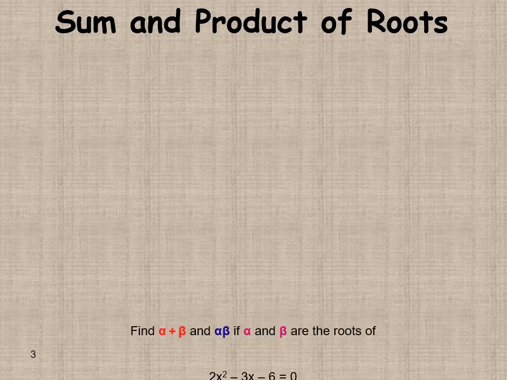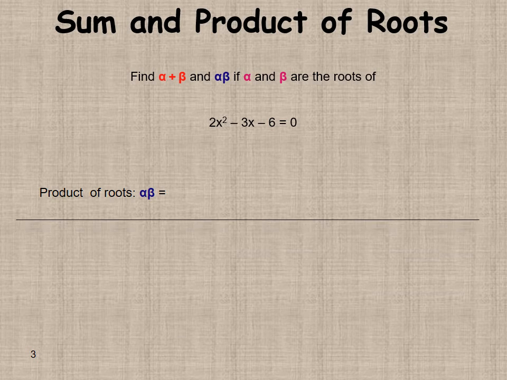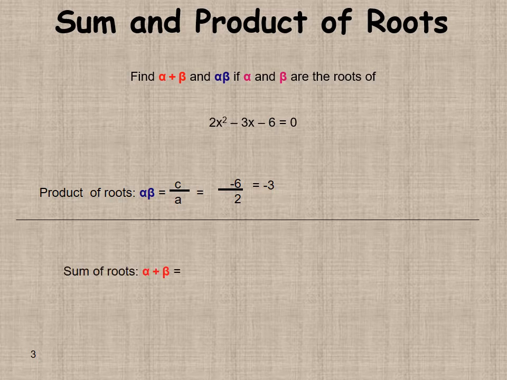Another example. Here I have 2x squared minus 3x minus 6 equals 0. If the two roots are named alpha and beta, I need to find alpha plus beta and alpha beta, that means I need to find the sum and the product of the two roots. First, to find the product, it equals c over a. That means negative 6 over 2 equals negative 3.